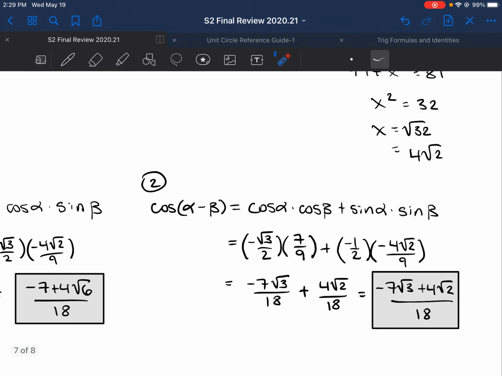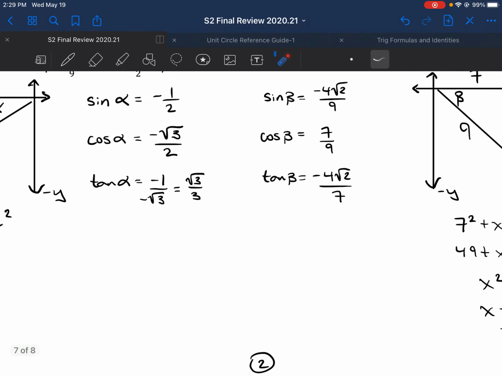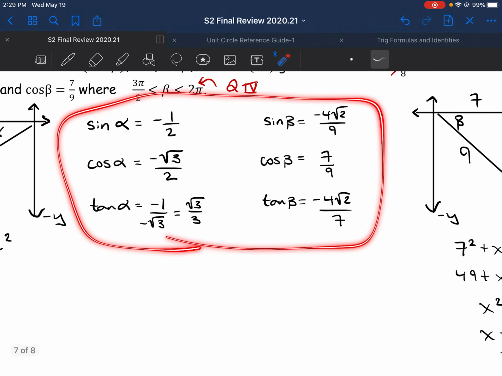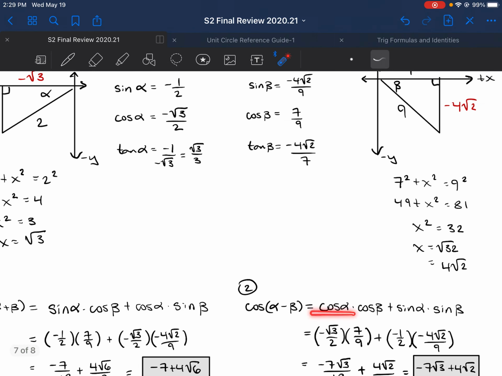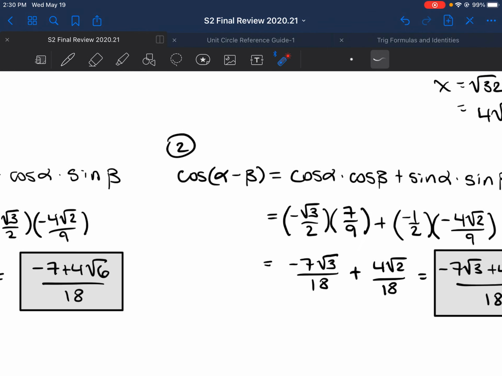All right, next, cosine alpha minus beta. From the formula sheet, cosine of alpha minus beta is cosine alpha cosine beta plus sine alpha sine beta. Again, from the triangles, we already have all the values that we could possibly need. We can see that cosine alpha is negative root 3 over 2, cosine beta 7/9, sine alpha negative 1/2, sine beta negative 4 root 2 over 9.